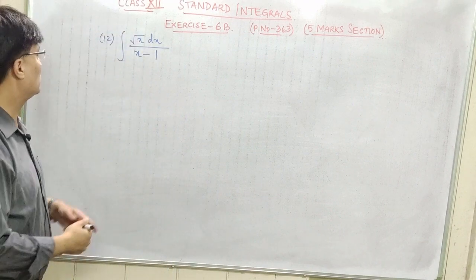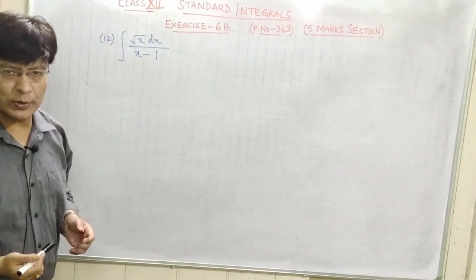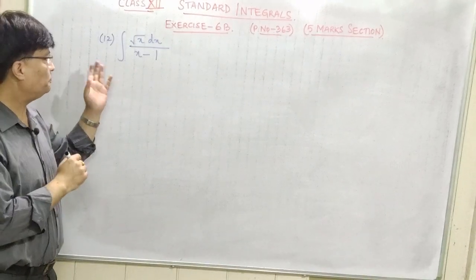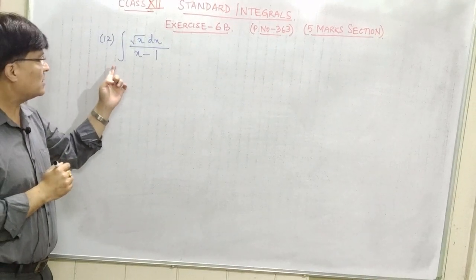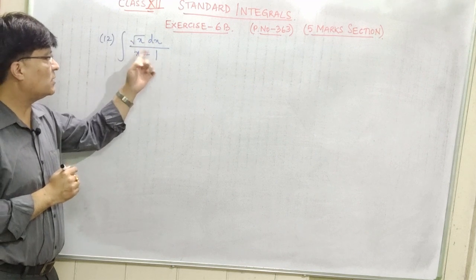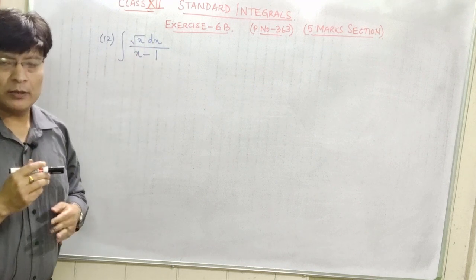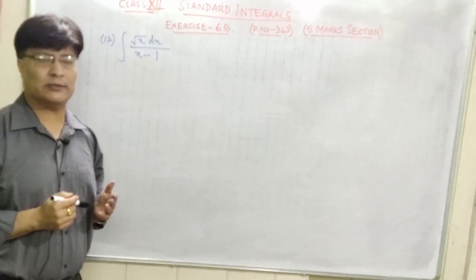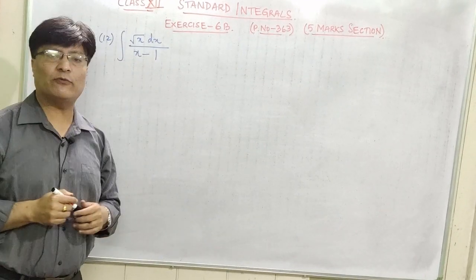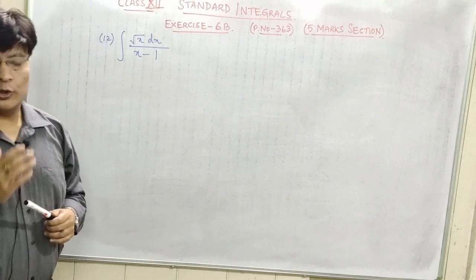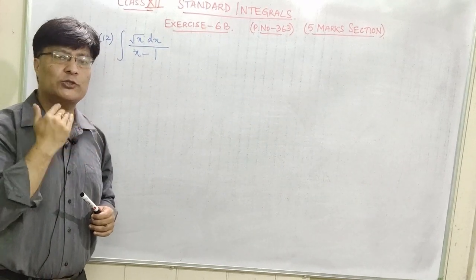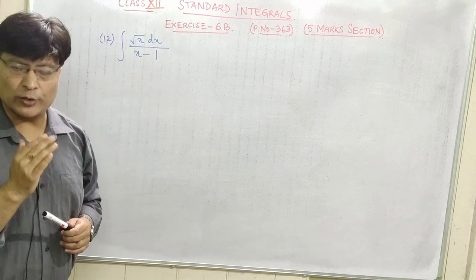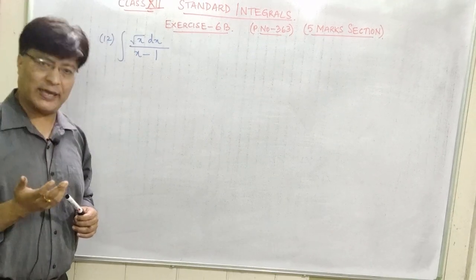So now we'll do the next type of question, that is question number 12. You have to evaluate this integration, that is integral of root over x dx divided by x minus 1. So here, root over x, within square root there is x in the numerator, and in the denominator we have only got x minus 1. So from here also you have to remove the square root from x.